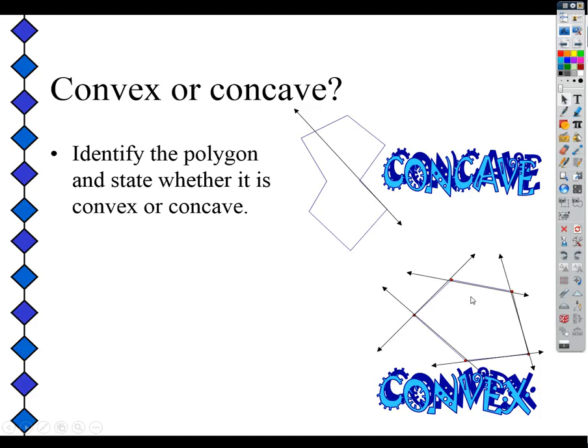Okay, so convex or concave? Concave. Convex or concave? Convex, there you go, yeah.